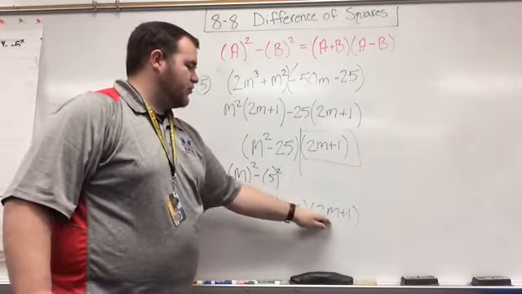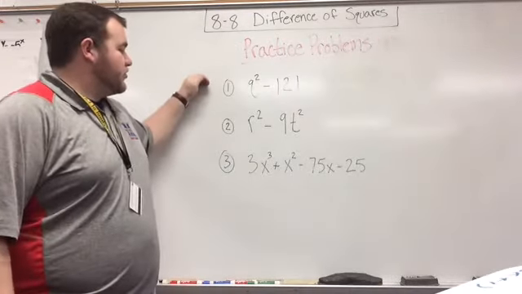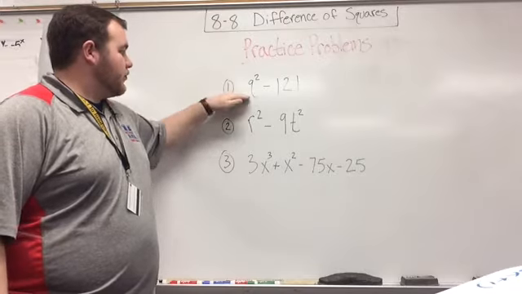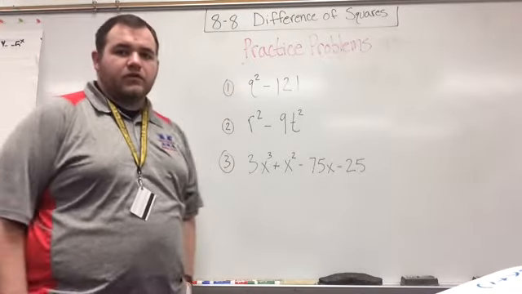5 times 2m plus 1. Here are your 3 practice problems from tonight's video. What you'll do is just factor out on 1, 2, and 3, just using that formula that we had gone over in the beginning.